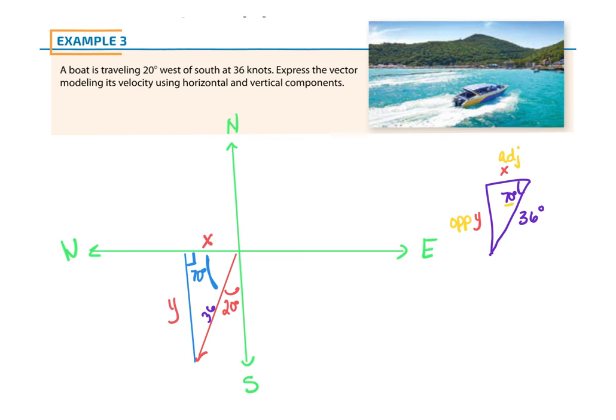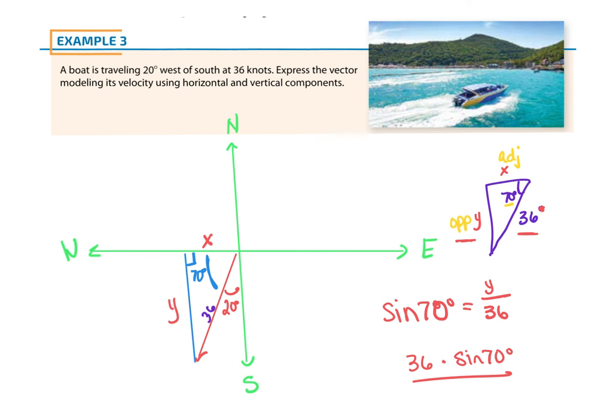Let's start with my opposite. Which trig function deals with opposite and hypotenuse? Sine. So the sine of 70 degrees should equal my vertical movement over my hypotenuse. Which means my vertical movement here is going to be my hypotenuse times the sine of 70. That's always going to be my vertical movement, my up and down movement.